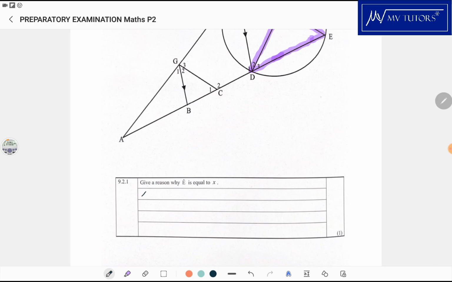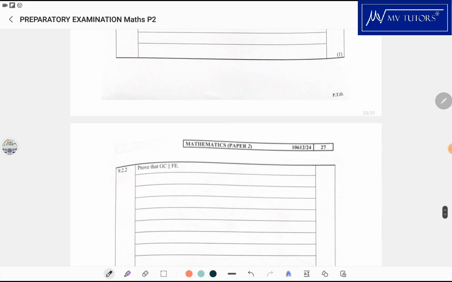So you're just gonna say angle at center. Spelling of center has an R first. Angle at center is equal to twice, or 2 times, angle at the circumference. Circumference. You write it in full. Okay, let's look at the next question.